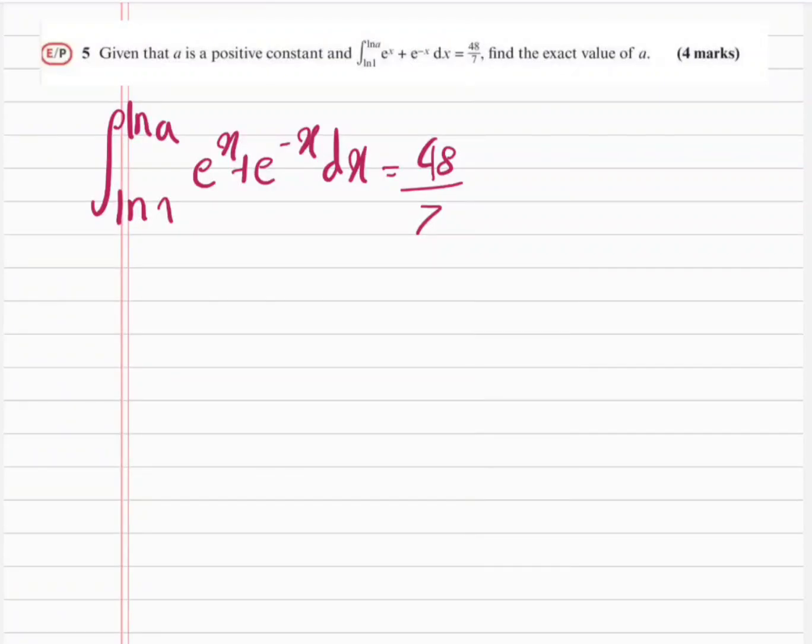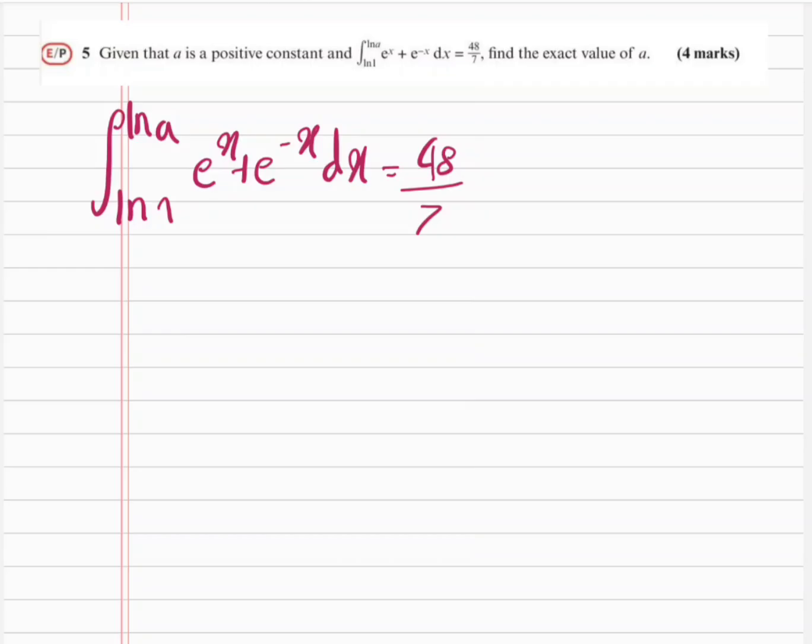Hi everyone, this video is on exercise 11a question 5. We are given this equation, which is the integral of e to the x plus e to the minus x equal to 48 over 7, and we want to find the value of a.